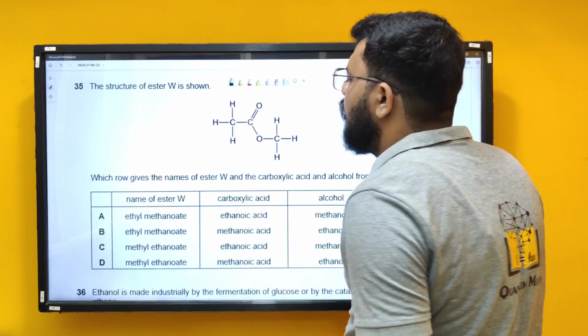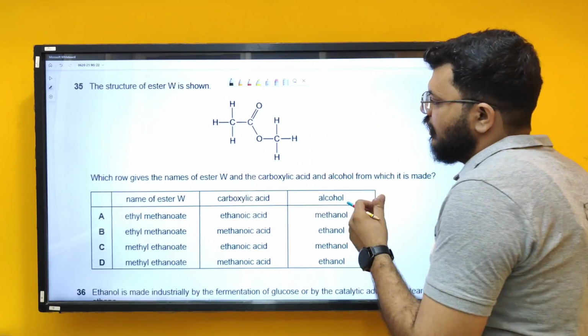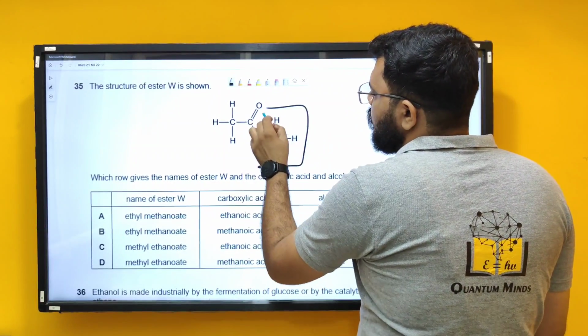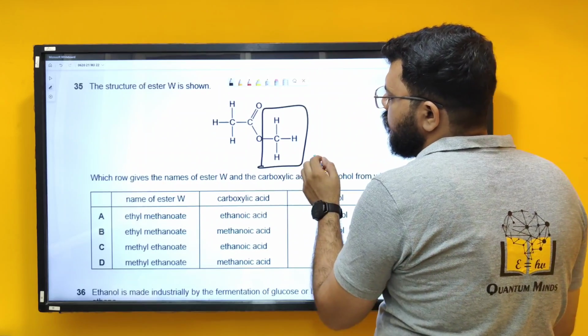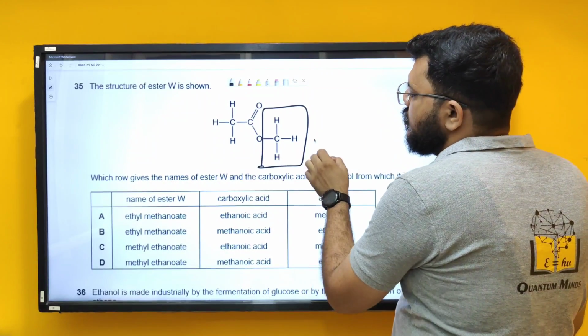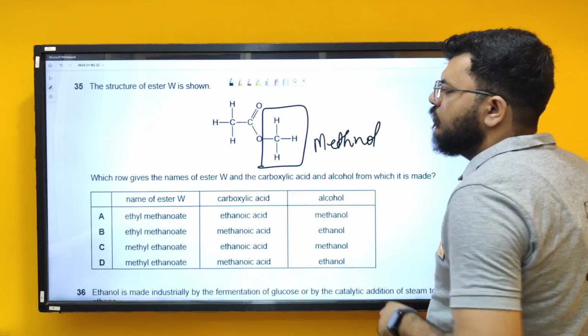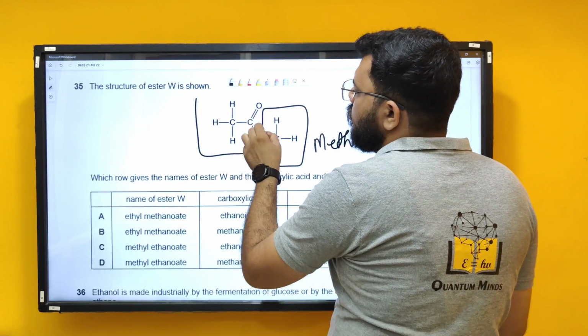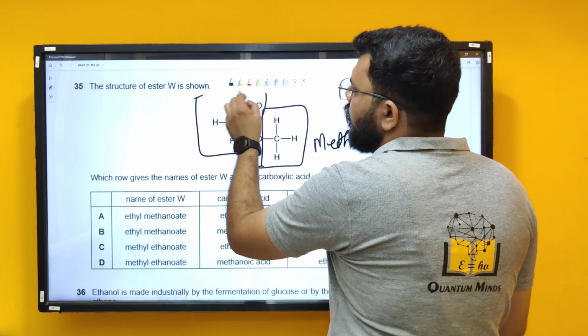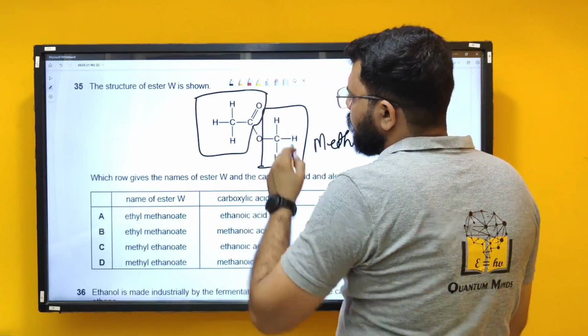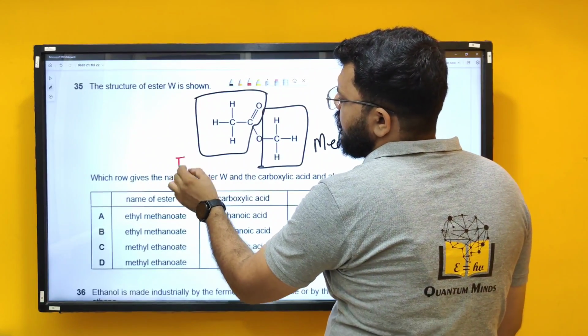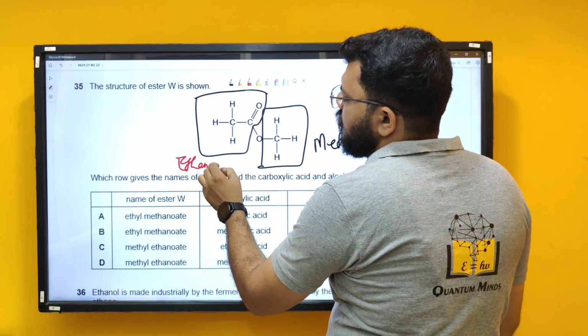So even before we look at the options, let us name them. Right? What is this group? This group is the alcohol group. This is methanol. Right? One alcohol, methanol. What is this group? This is the acid group. Right? So this is ethanoic acid.